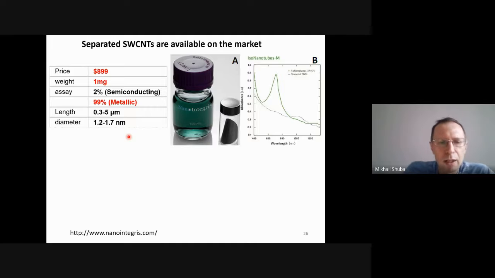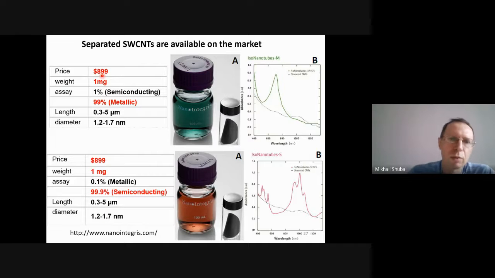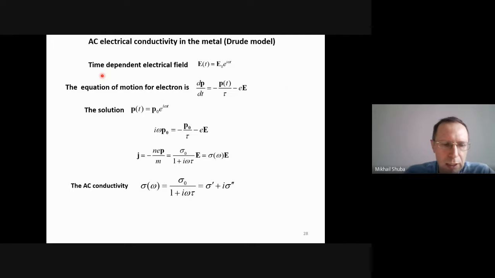Separated single-wall carbon nanotubes are available on the market. For example, the price of separated 99% metallic tubes is rather high. It is about $900 for 1 milligram, and approximately the same for semiconducting nanotubes. So here, a little bit of formulas.